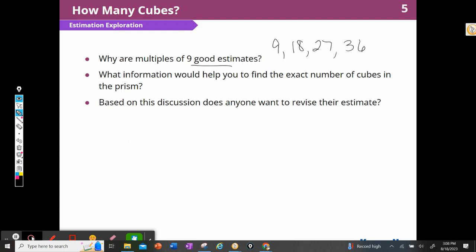What information would help you find the exact number? Well, I need to know how many layers there are. I have to know that number to find out the exact number. Okay. If you've changed your mind, you can go back and revise your estimate if you want. But remember, with estimates, you can be wrong if you need to be.